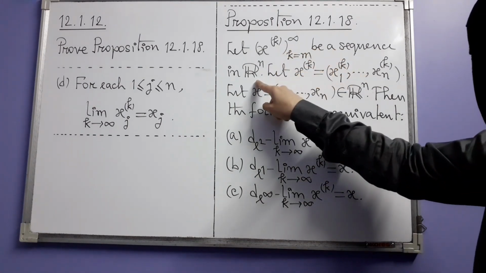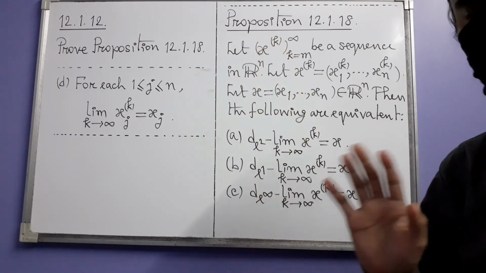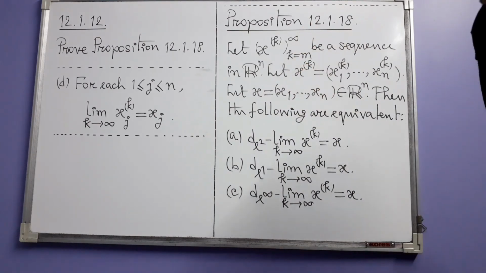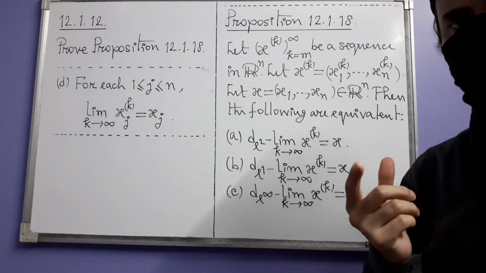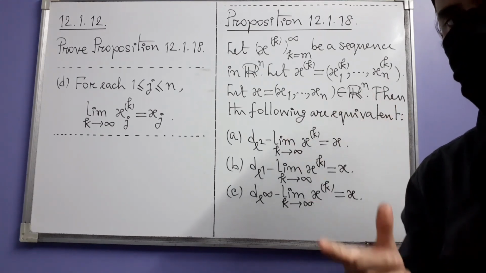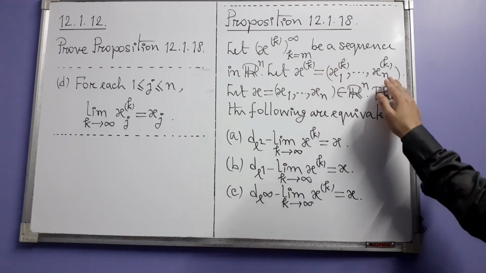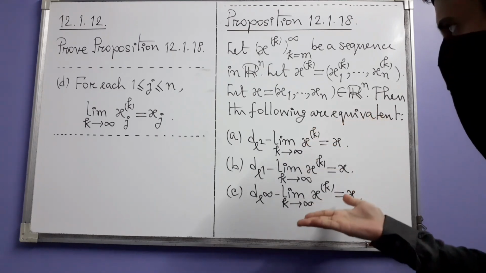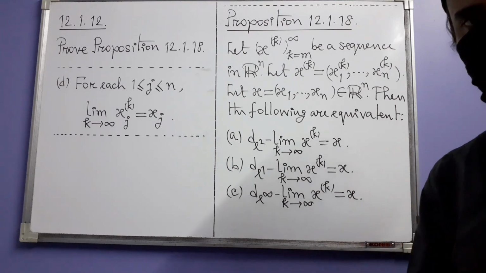Xk is a sequence in Rn, because we have already seen it once, so we need not see everything in detail right now. Xk is a sequence in Rn where k varies from m to infinity, so each term of the sequence is a vector having n components. Xk looks like this. And there is also another vector x in Rn. Then the following four statements are logically equivalent. If any one of them is true, then so are the others.